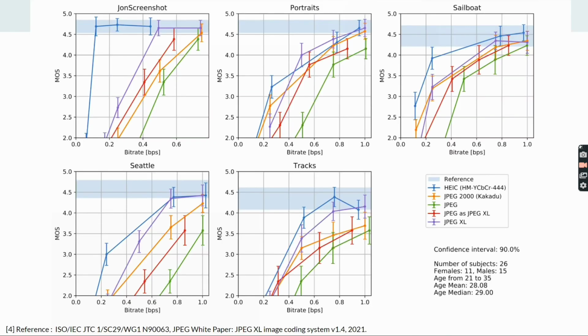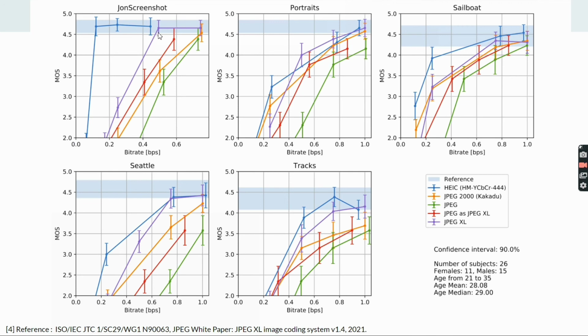This slide shows a comparison between JPEG XL, legacy JPEG and other standards like HEIC. Here we have mean opinion scores taken from different individuals. We have 26 subjects, of which 11 are female and 15 are male, with different age groups and so on. They have given their score, called the mean opinion score, wherein they compare the original image with the compressed one and score it between 1 to 5. In all of the curves, we can observe the violet curve, which is JPEG XL, outperforms the curve for legacy JPEG, which is the green one.